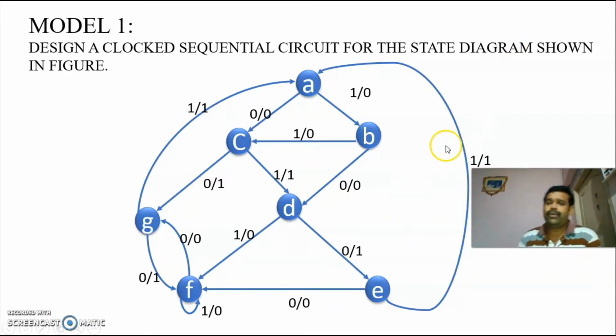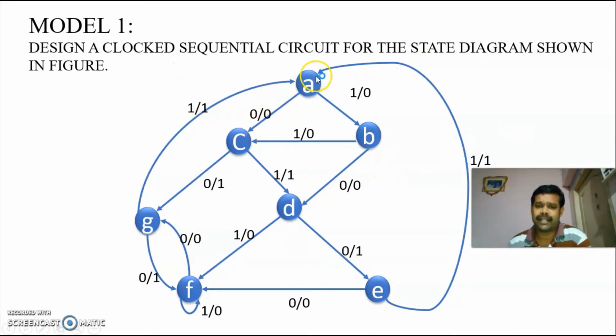So what we have to do: they have given the state diagram. From this state diagram, we have to form the state table. That is the first step of the design. So I will explain here. This is a state diagram.